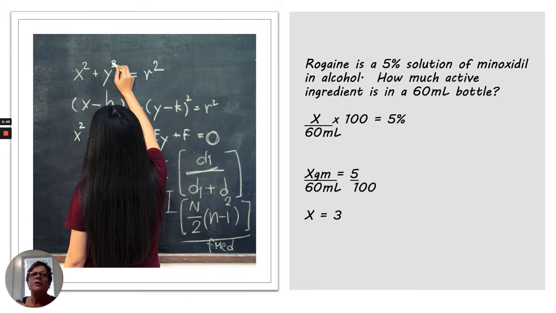Rogaine is a 5% solution of minoxidil in alcohol. How much active ingredient is in a 60 milliliter bottle? So X over 60 milliliters times 100 equals 5%. You're going to solve for X. X grams over 60 milliliters equals 5 over 100, and X equals 3.